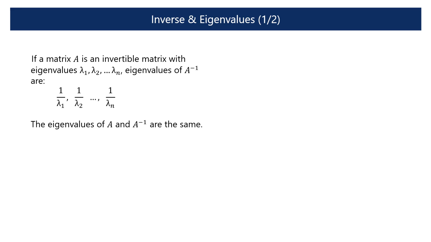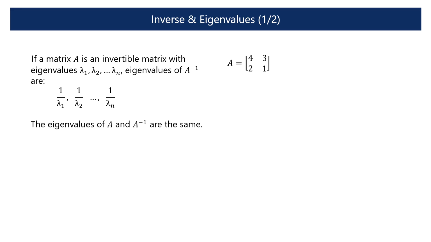The next property is about inverse and eigenvalues. If a matrix A is an invertible matrix with eigenvalues lambda 1, lambda 2, up to lambda n, the eigenvalues of the inverse of A are these fractions. Besides, the eigenvectors of A and A inverse are the same.